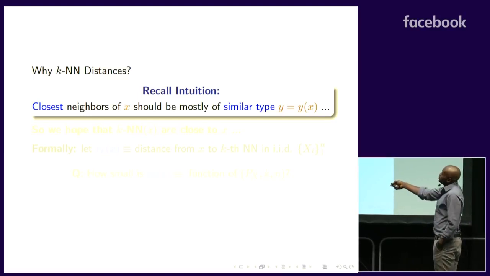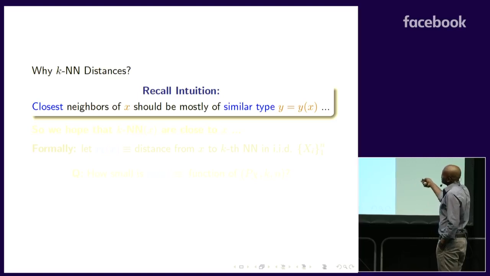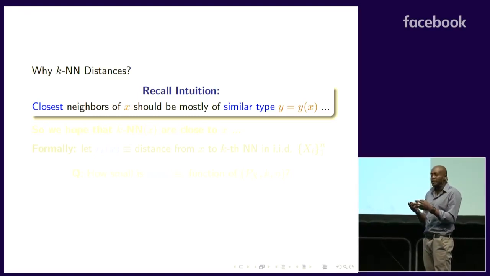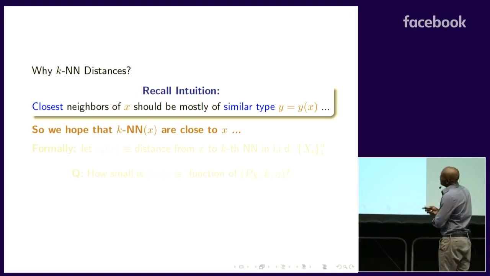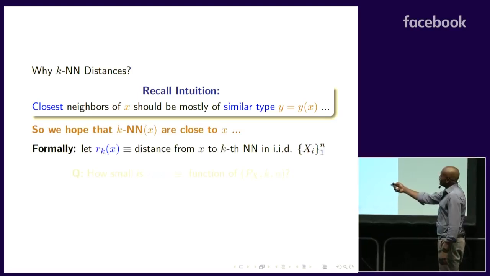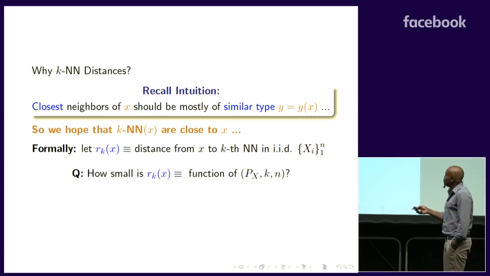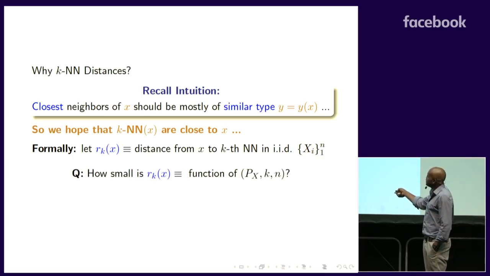They work if the closest neighbors of x are mostly of similar type y as x. So you are relying on the nearest neighbors of x being close to x. First we want to understand, are they close to x? How close can they be to x? Formally, let's define Rk of x, this simple quantity, as the distance from x to its kth nearest neighbor in IID data. And we want to understand this quantity as a function of the distribution, as a function of k and n.